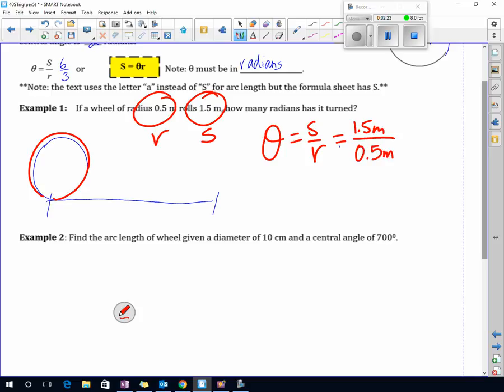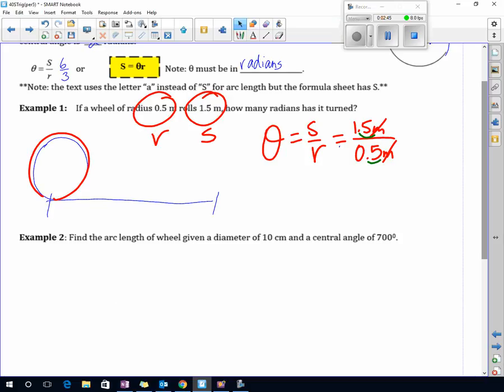So what's 1.5 divided by 0.5? The trick for dividing decimals is if you move this decimal and you move this decimal, it's the same thing as 15 divided by 5, which is 3. That means 3 radians. That's theta. Very good.